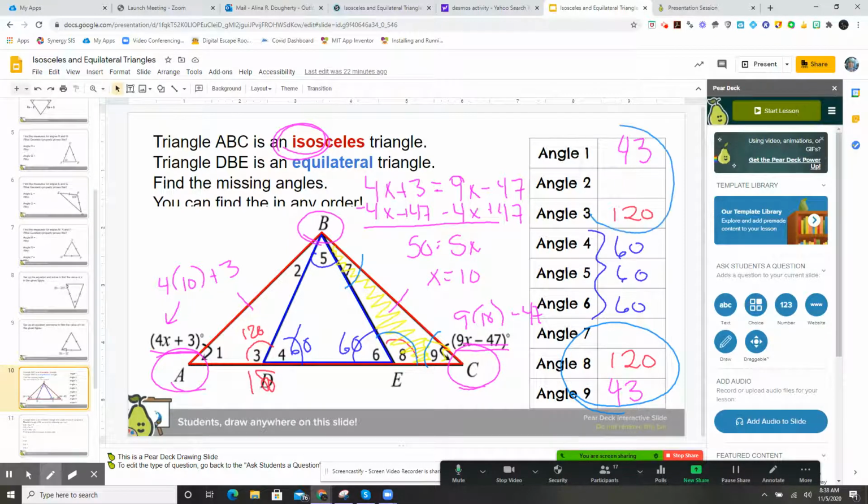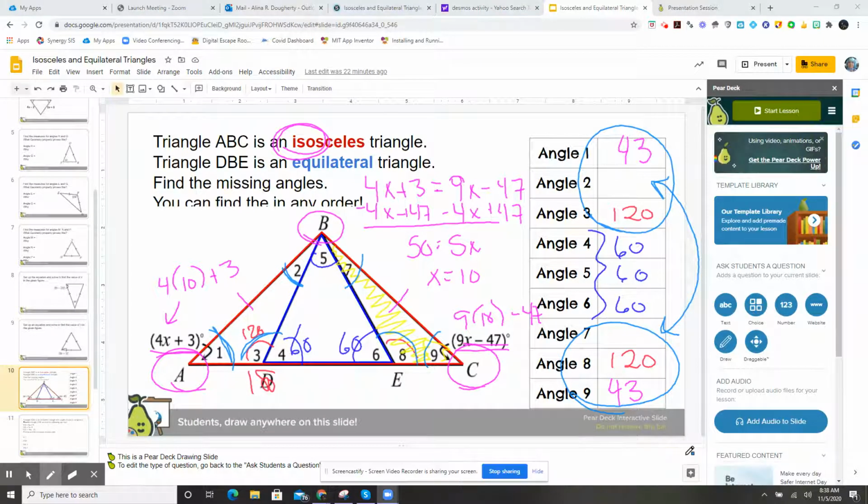And we can do the exact same thing on the right side over here. Angle 2 and angle 3 and angle 1 should add up to 180. So angle 2 and angle 7 should both be the same number. Does that kind of make sense how I approached it? Maybe? Okay, keep working.